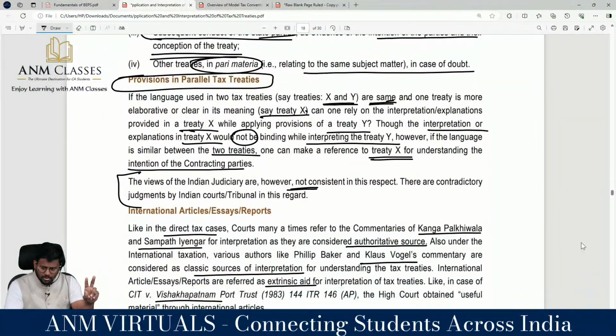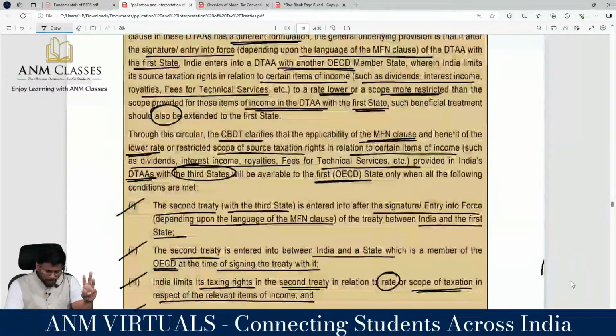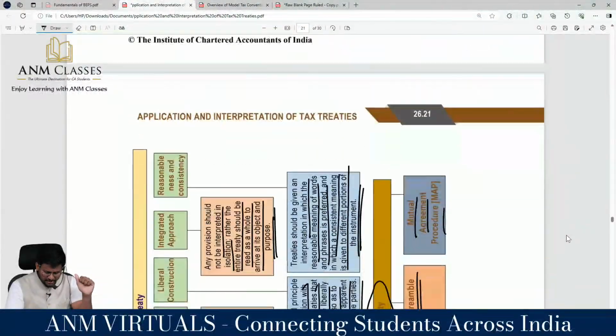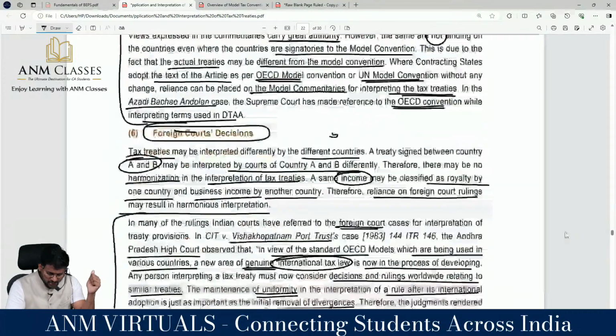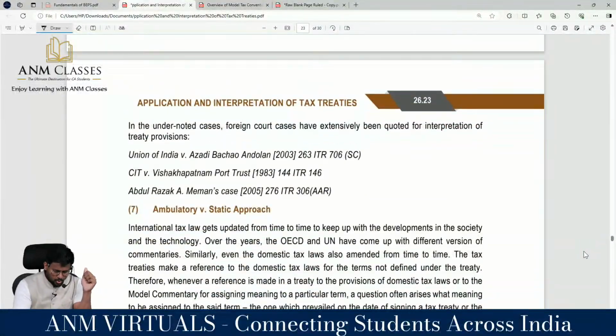Number 2, international article essay reports. Number 3, protocols. Number 4, preamble. Number 5, map. Number 6, commentaries on OECD or UN model and their importance. Number 7, foreign court decision. Right? So that is the last one.